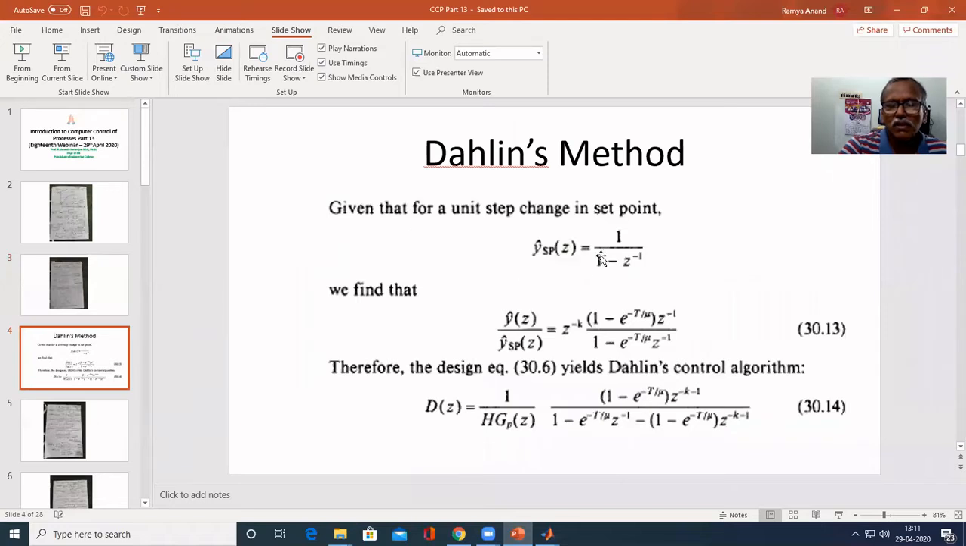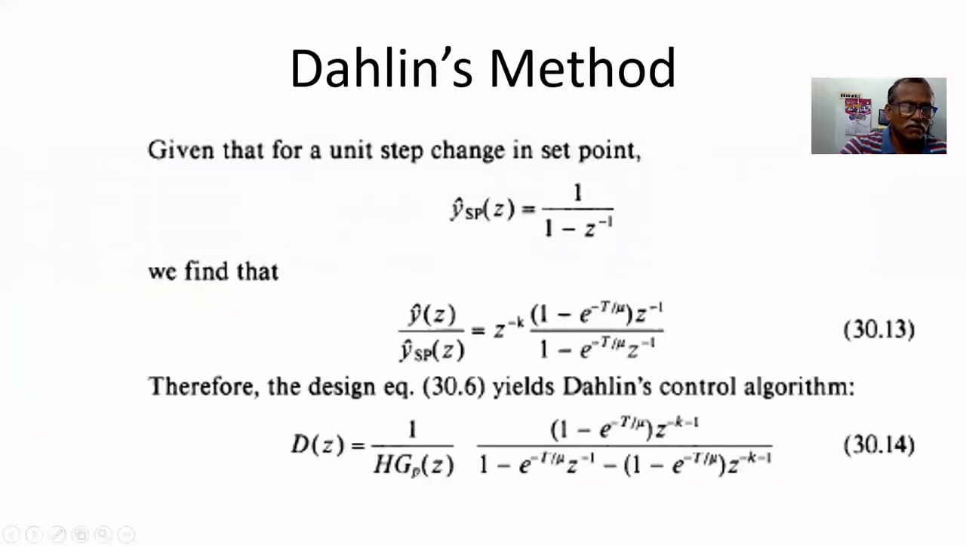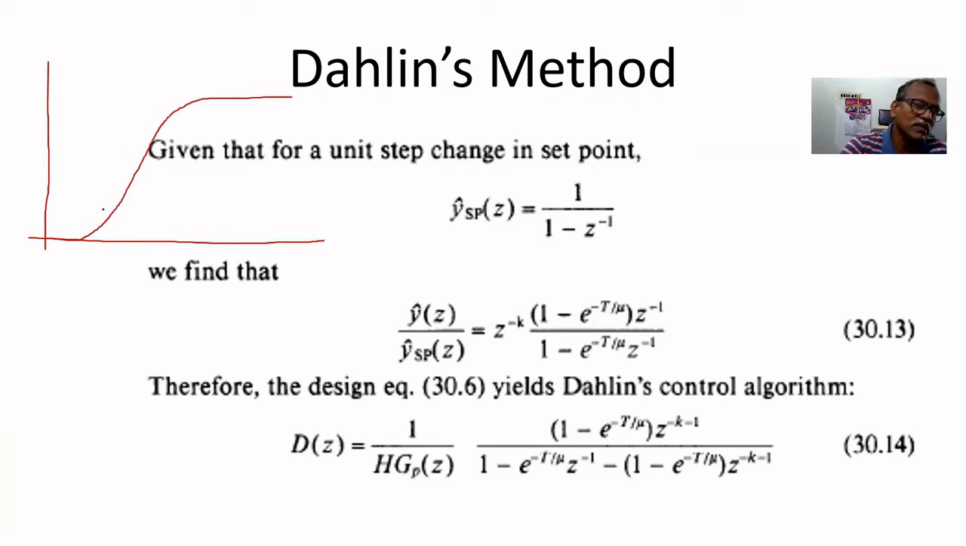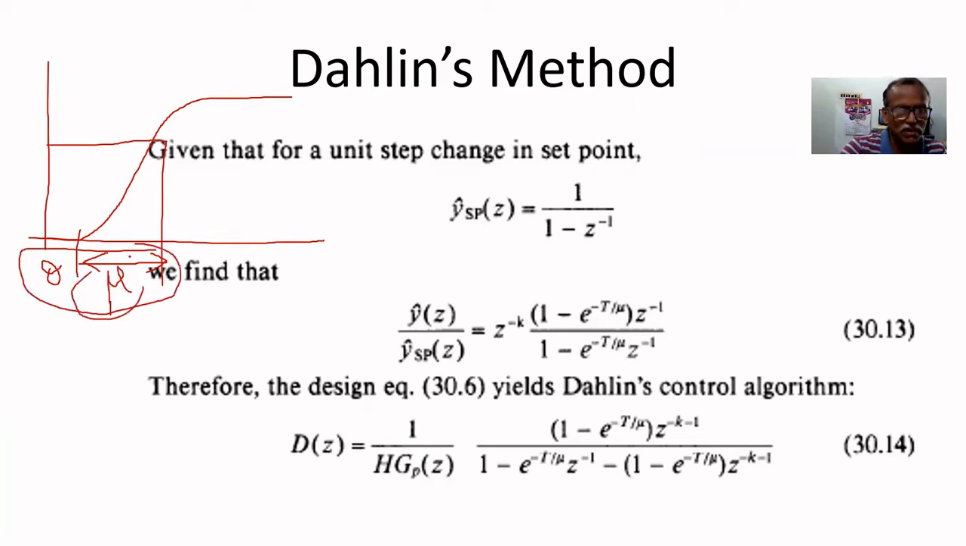The assumption we made in the Dahlin's controller is that the response is a first order response with dead time. This is the response we are assuming in Dahlin's. So this dead time is assumed as theta, and the time constant is assumed as mu. These are the two assumptions we made. But actually, mu is the design parameter.